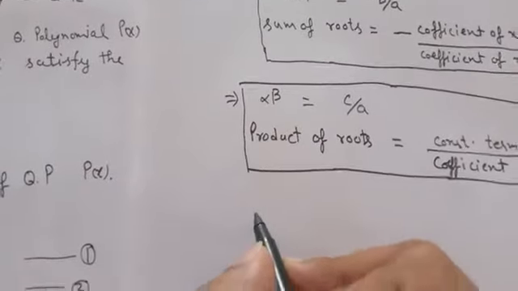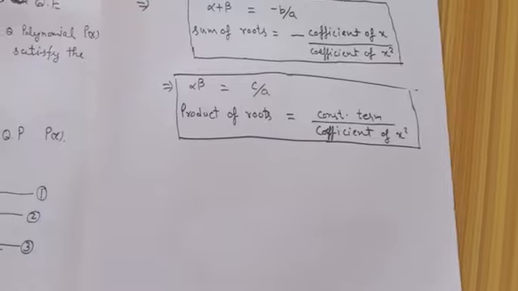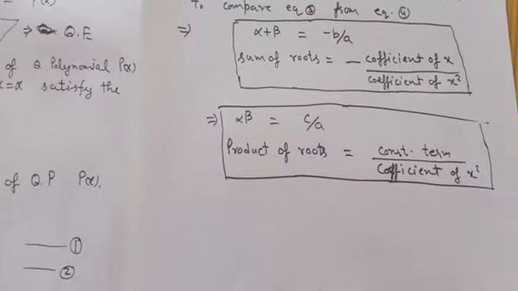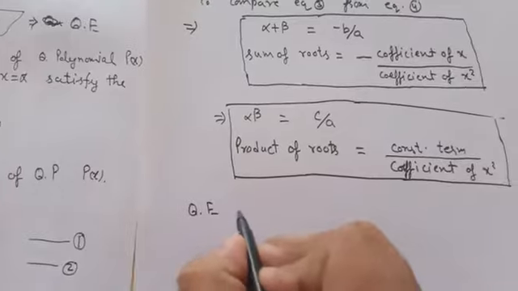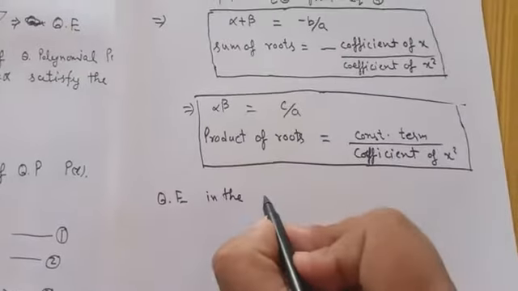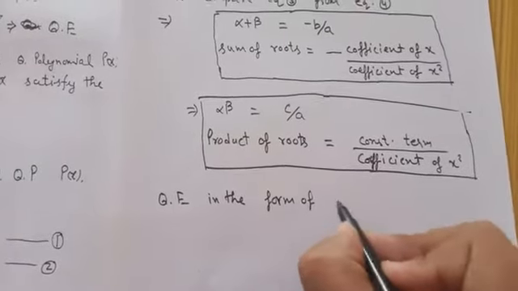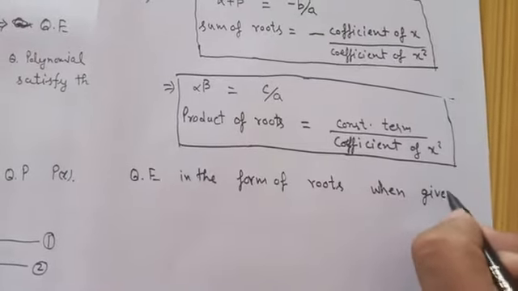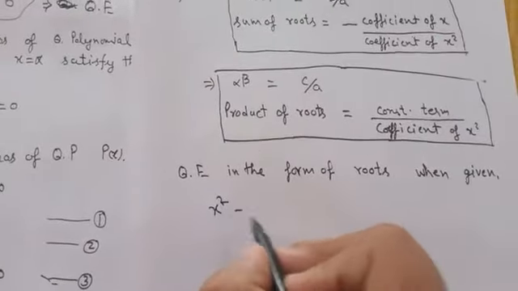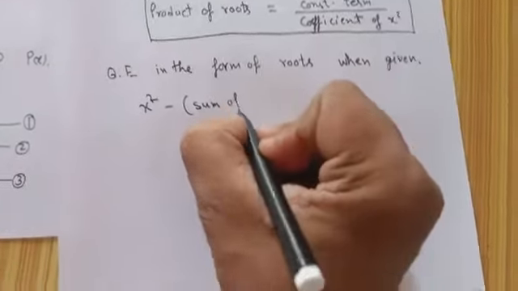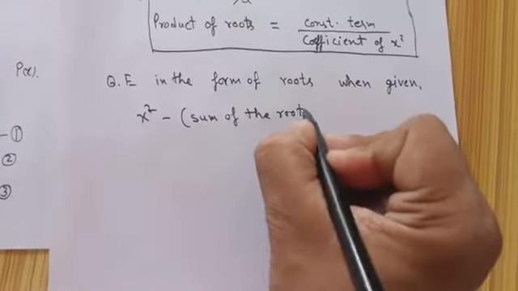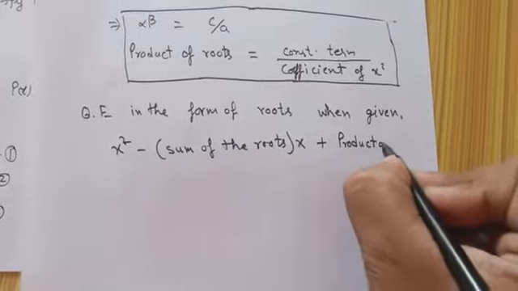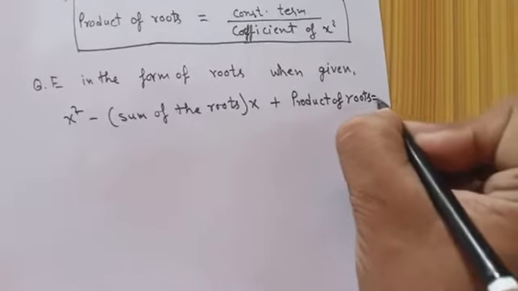Zeros of any polynomial. So we can write a quadratic equation in the form of roots, when given: x square minus sum of the roots into x plus product of the roots is equal to 0.